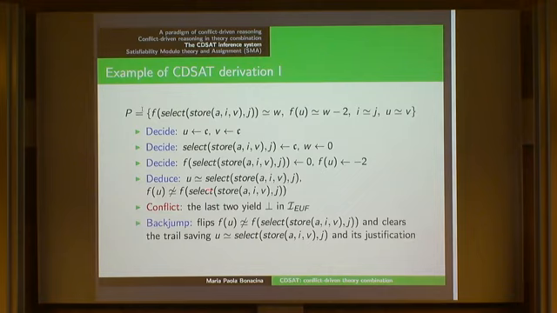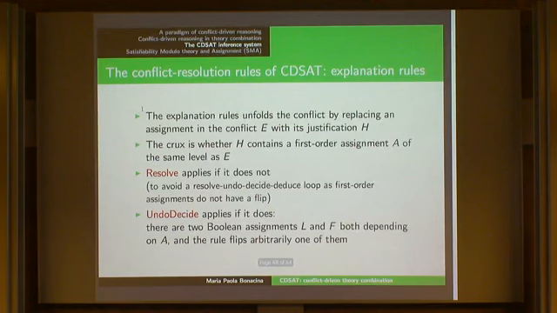Now, the conflict applies to this term, which is the one of greatest level in the conflict. It flips it, and it clears the trail, saving this other deduction with this justification that is these decisions. And so this is an example of backjump.